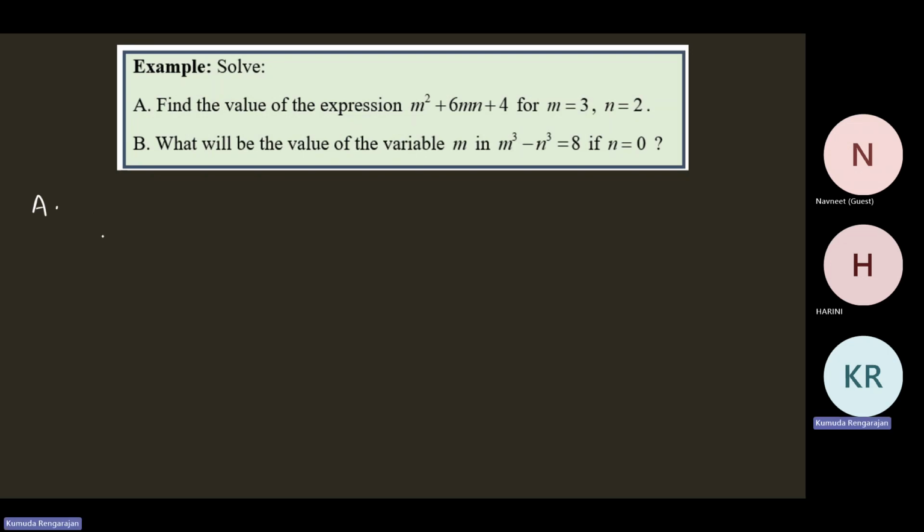So here it is, solve. We have two questions under that. The first one is find the value of the expression m squared plus 6mn plus 4 when m is 3 and n is 2. So the given expression is m squared plus 6mn plus 4.